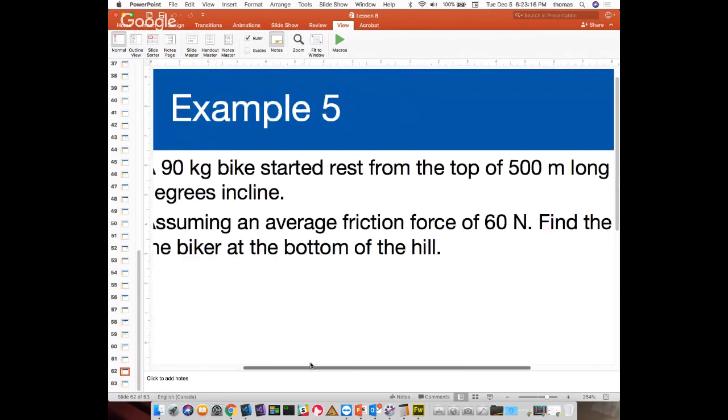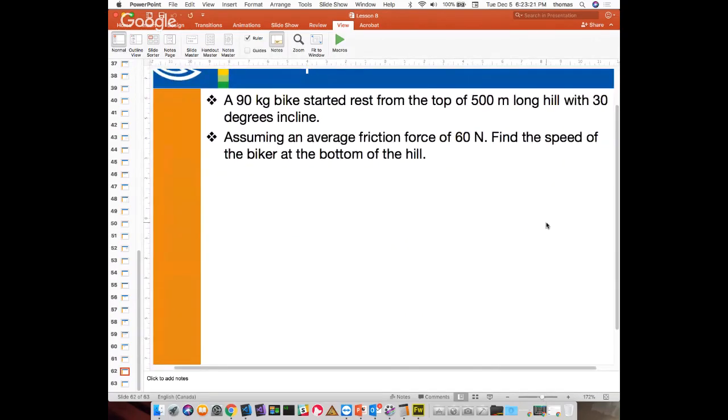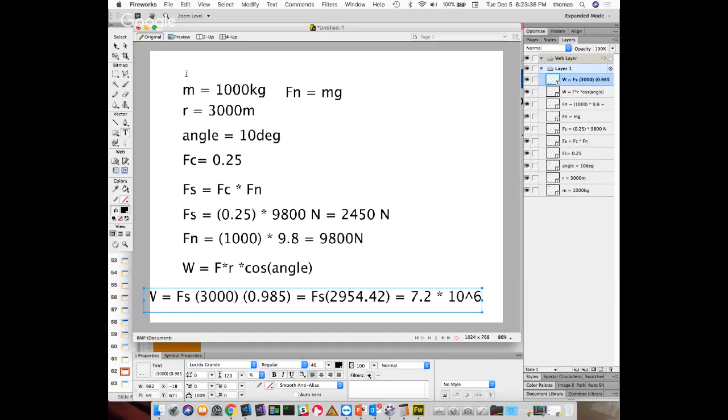Okay, now this one we have to figure out. This one, I gave a little bit of some of these without the answers to figure out. So we have a 90-kilogram bike started at rest from the top of a 500 meter long hill with a 30-degree incline. Now this is a different problem. Let's see if you can draw this out.